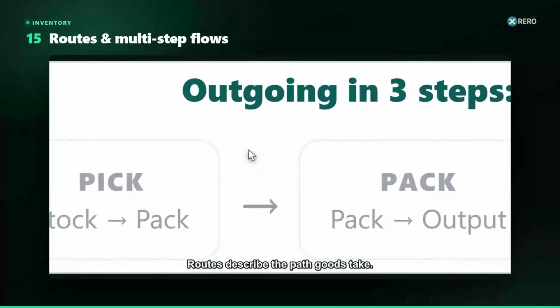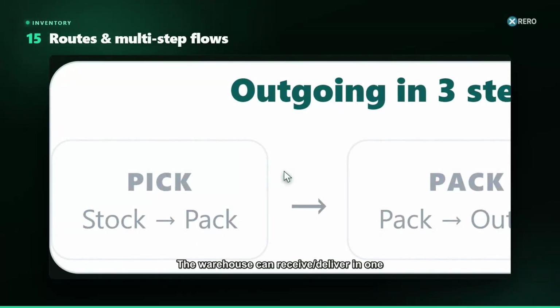Routes describe the path goods take. The warehouse can receive/deliver in one step, straight in and out, or in 2 or 3 steps. For example, receive, quality check, stock, or pick, pack, ship.